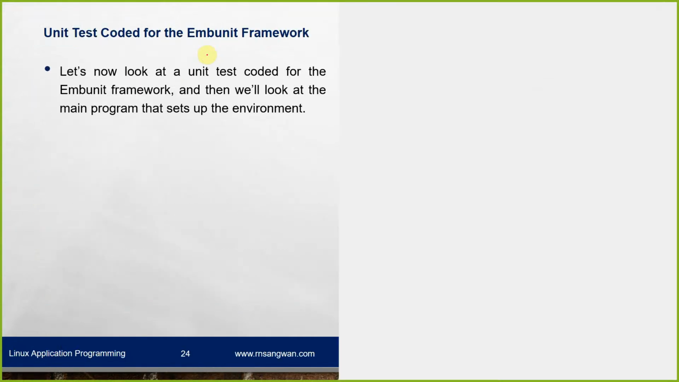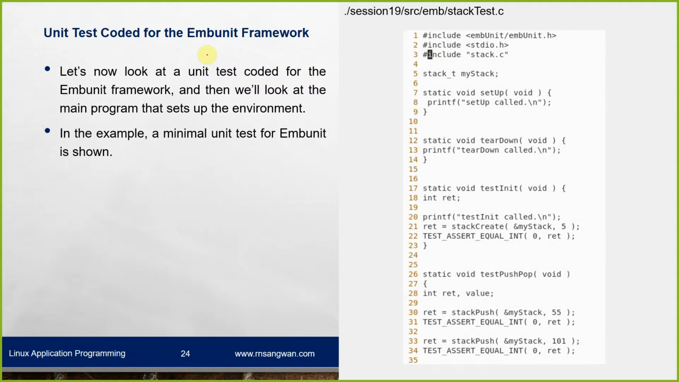Unit test code for this embedded unit framework. Let's now look at the unit test code for this framework, and then we'll look at the main program that sets up the environment. Again, all source code is provided to you for your practice and understanding. In this example, a minimal unit test for Embunit is shown, and this is our stack test. Again, our stack remains the same, the concept remains the same, so that you understand. It is stack test.c, available in the source code under the EMB folder.